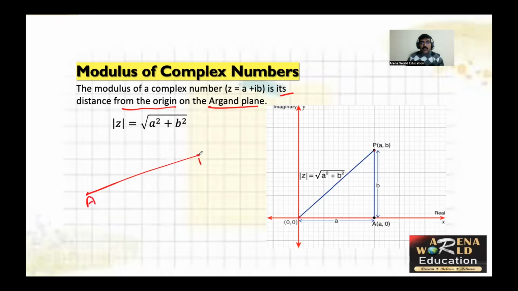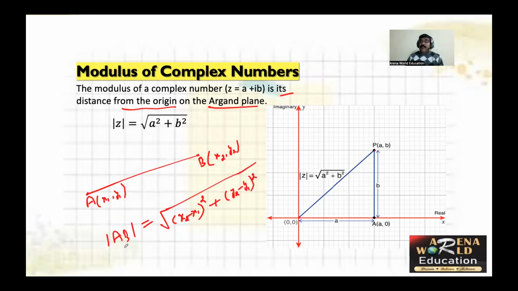Suppose A and B are 2 points. So B is (x2, y2) and A is (x1, y1). So the distance between A and B, what is the formula? It will be the square root of (x2 minus x1) whole square plus (y2 minus y1) whole square, right? So if we solve for (0, 0) and (a, b), the distance OP will be equal to under root a square plus b square.